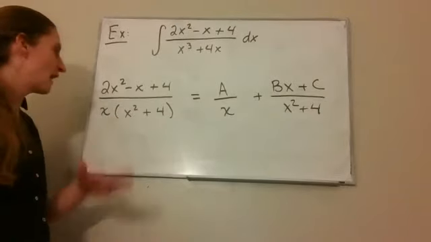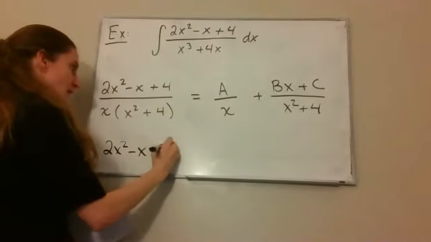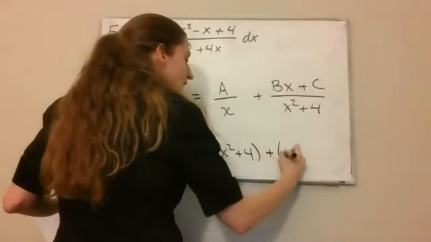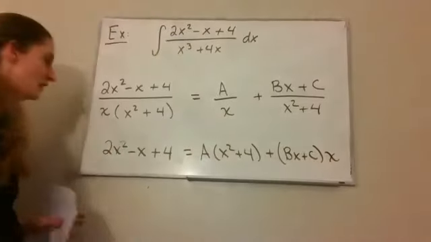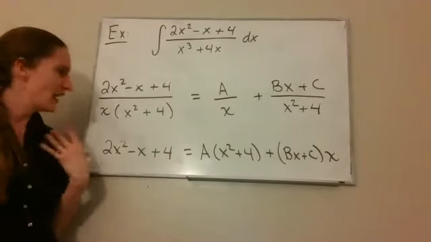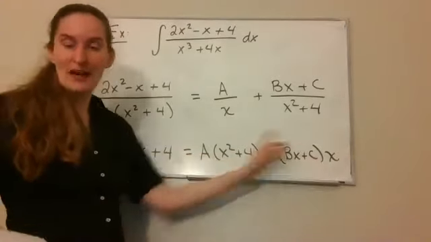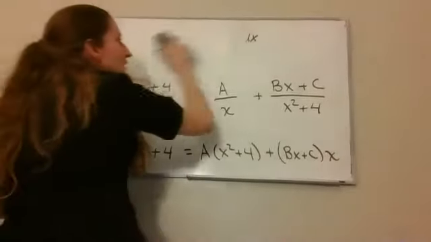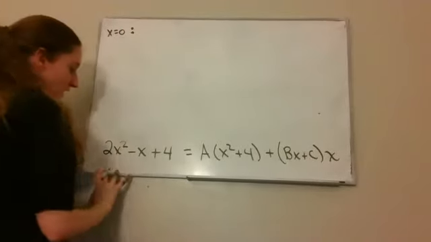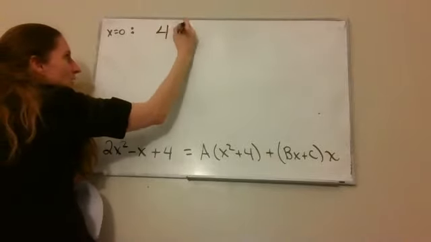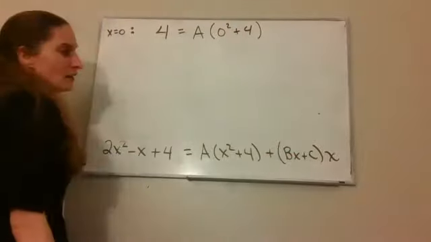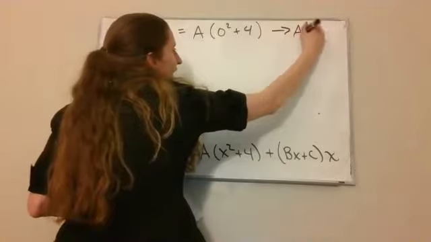To do that, multiply both sides by the factor denominator. So I get 2x squared minus x plus 4 equals a times x squared plus 4 plus my bx plus c times x. And now we just have to find the a, the b, and the c. I'm going to use the technique from the last example. If I plug in x equals 0, that will get rid of the bx plus c term, and I can find a pretty easily. If I plug in x equals 0, the left side becomes 0 minus 0 plus 4, so just 4. And the right side, I get a times 0 squared plus 4, and the rest of that is 0. So I get 4 equals a times 4. This means a is 1.